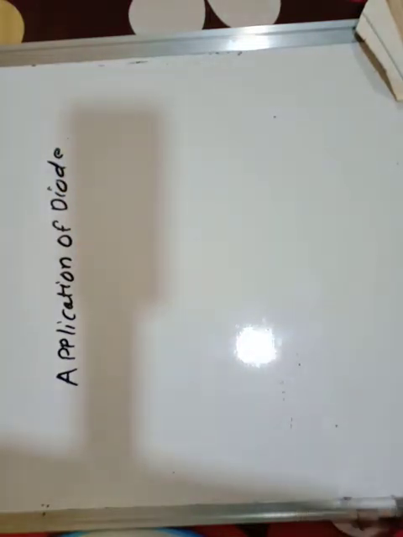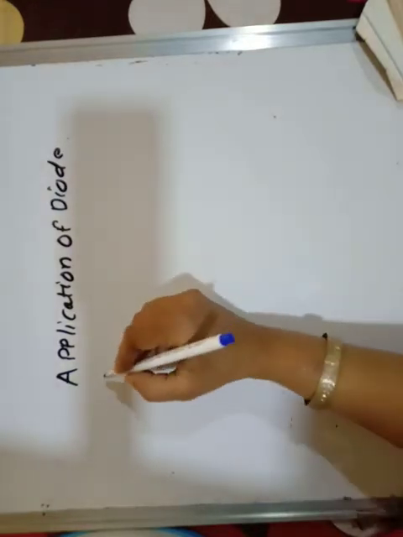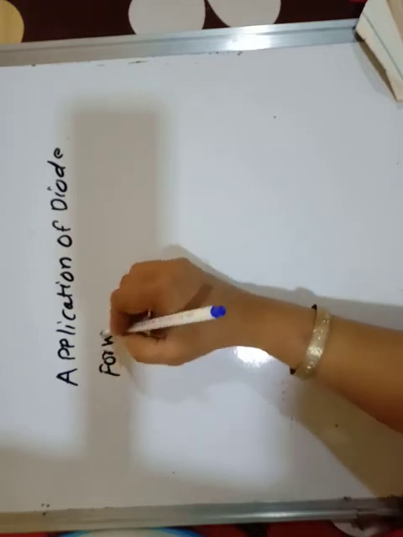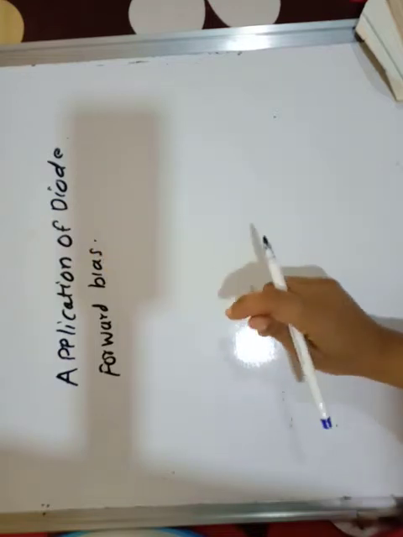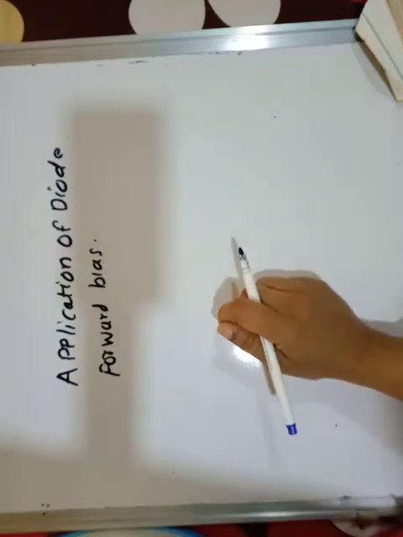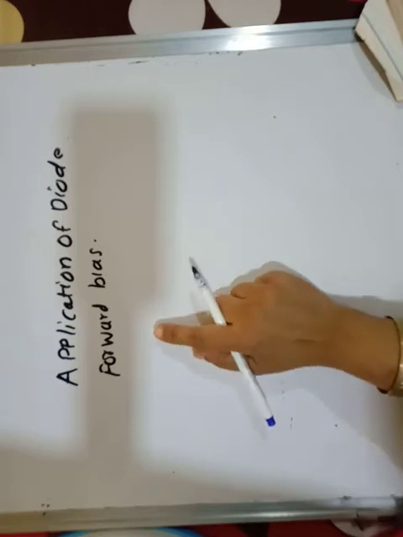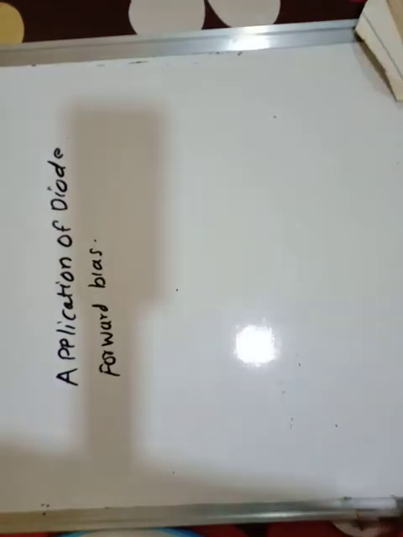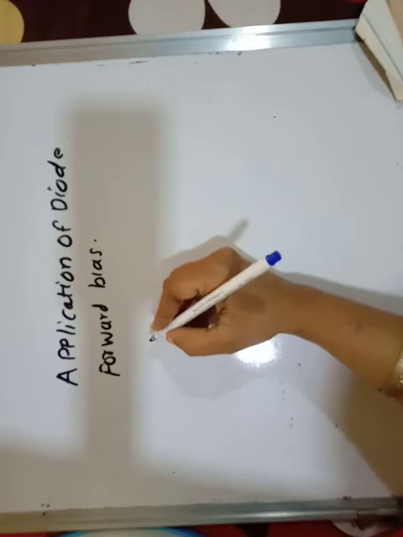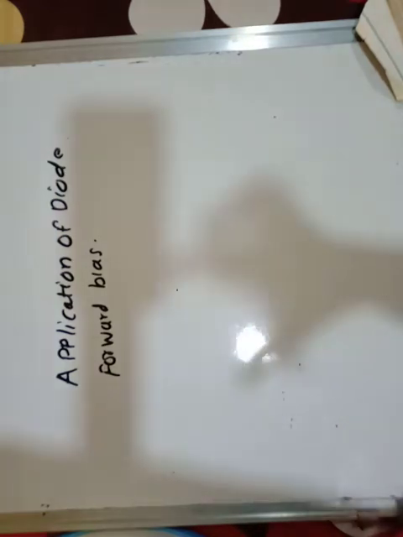Now, we know that a PN junction diode conducts only in one direction when it is in forward bias. We have seen the forward bias and reverse bias. So the PN junction diode conducts only in one direction, which is known as the forward bias. So the main application of diode is to convert the bidirectional AC supply into unidirectional DC supply.